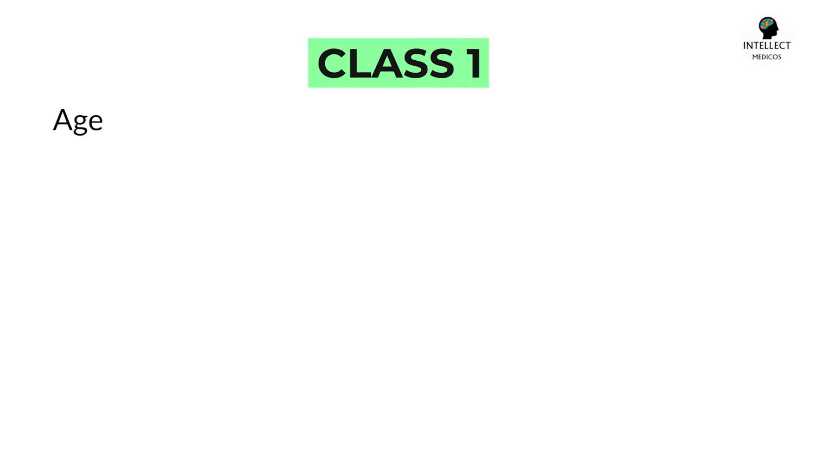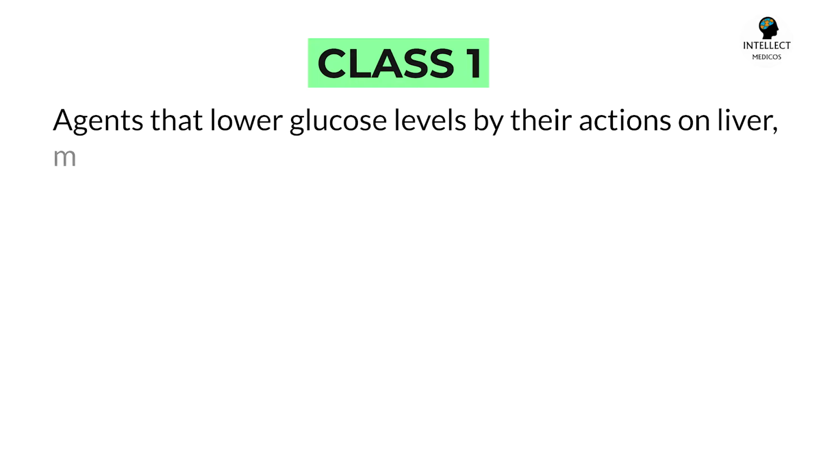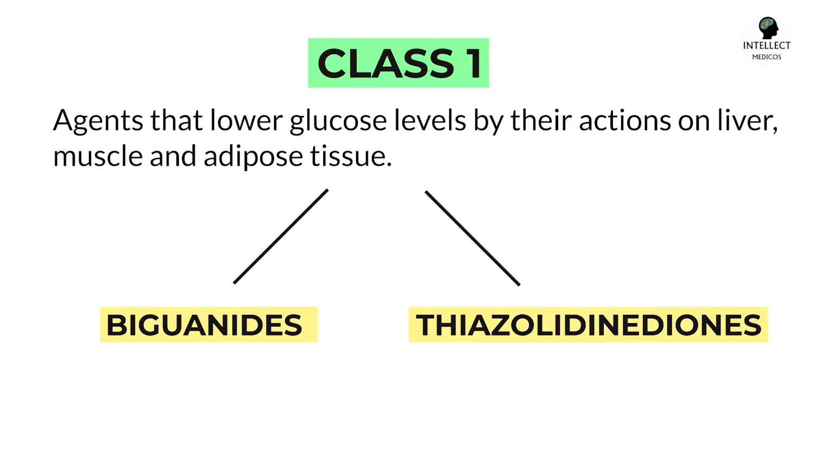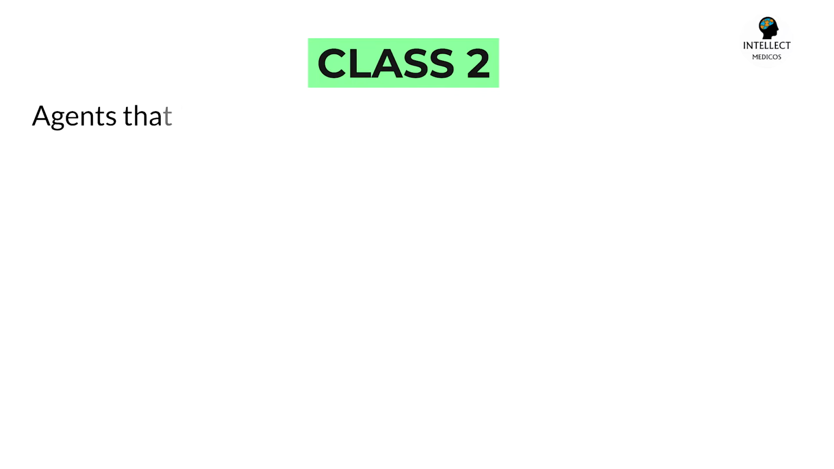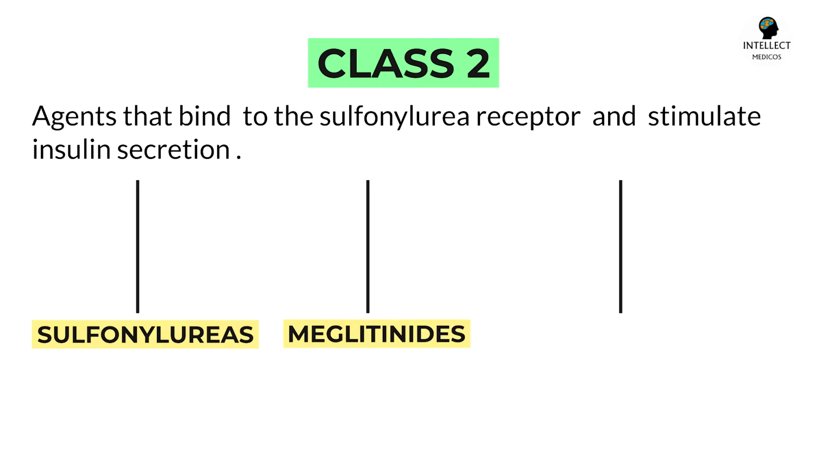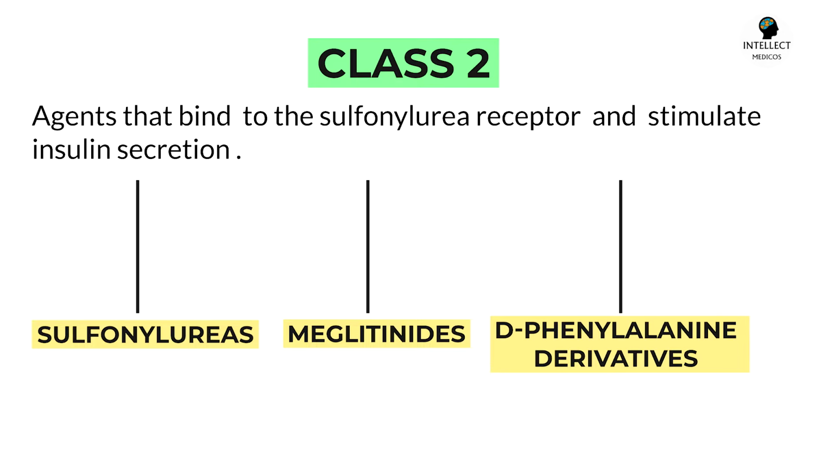The drugs which are used to control or manage diabetes mellitus can be categorized into 6 classes. Class 1, agents that lower glucose level by their action on liver, muscle, and adipose tissue. And this includes biguanides and thiazolidinediones. Class 2, these are the agents that bind to sulphonylurea receptor and stimulate insulin secretion. And this class includes sulphonylureas, meglitinides, and D-phenylalanine derivatives.